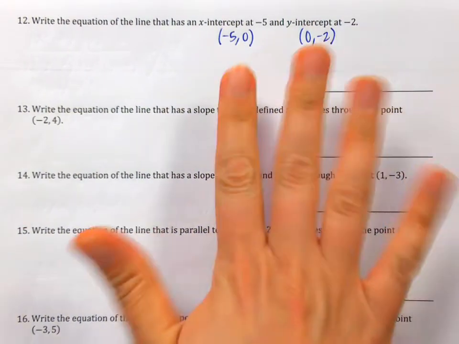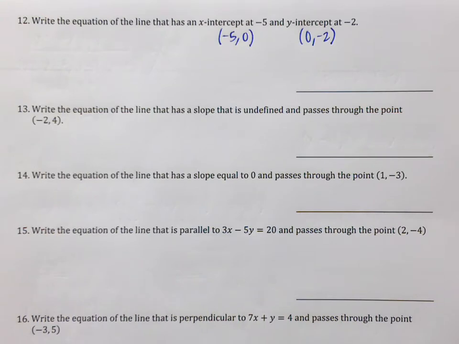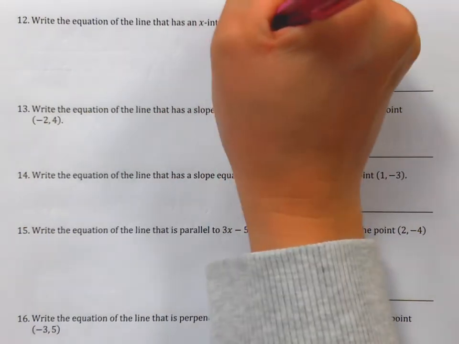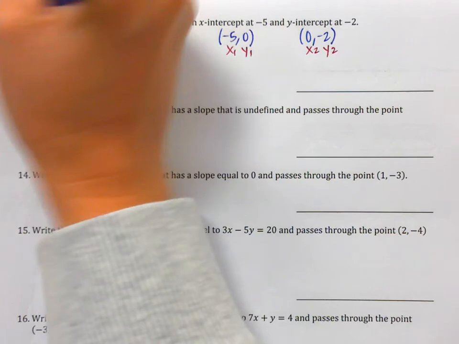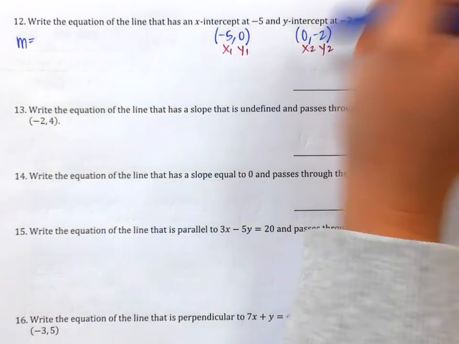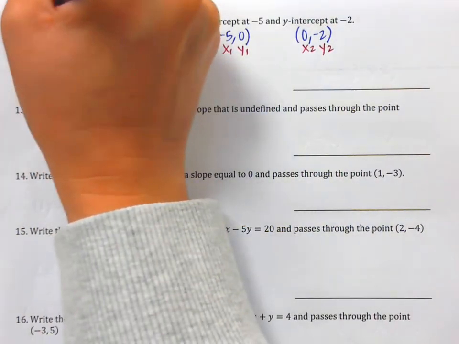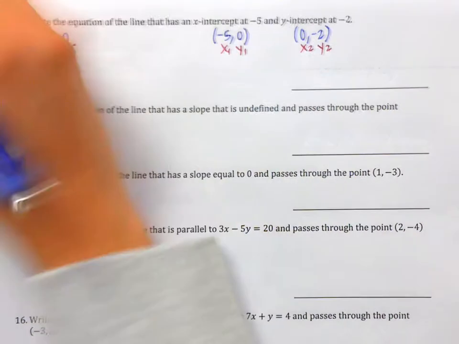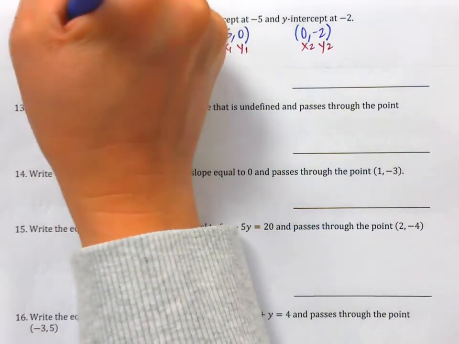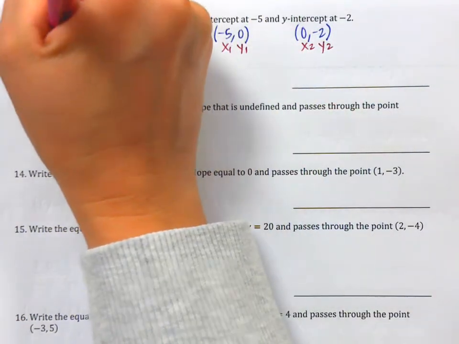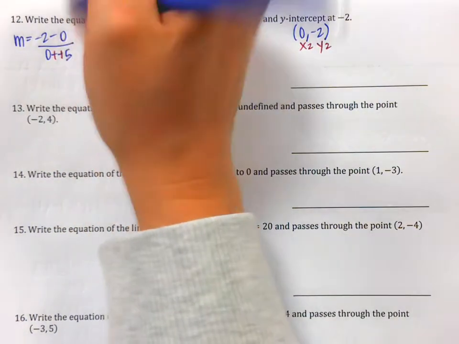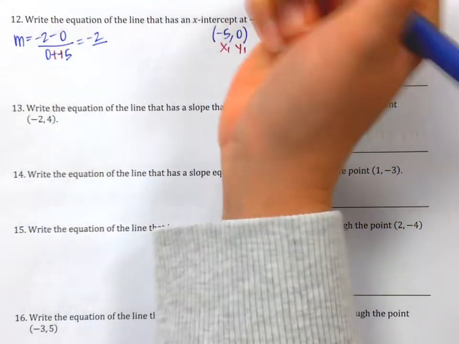So now this is actually really similar to problem 11. We just have to find the slope and then write it in y equals mx plus b form. So I have x1 and y1 and x2 and y2. So I'm just going to plug that into my equation. So y2 is -2 minus y1, which is 0, all over 0 minus -5. When you minus a minus, it becomes positive. -2 minus 0 is -2. And 0 plus 5 is 5.